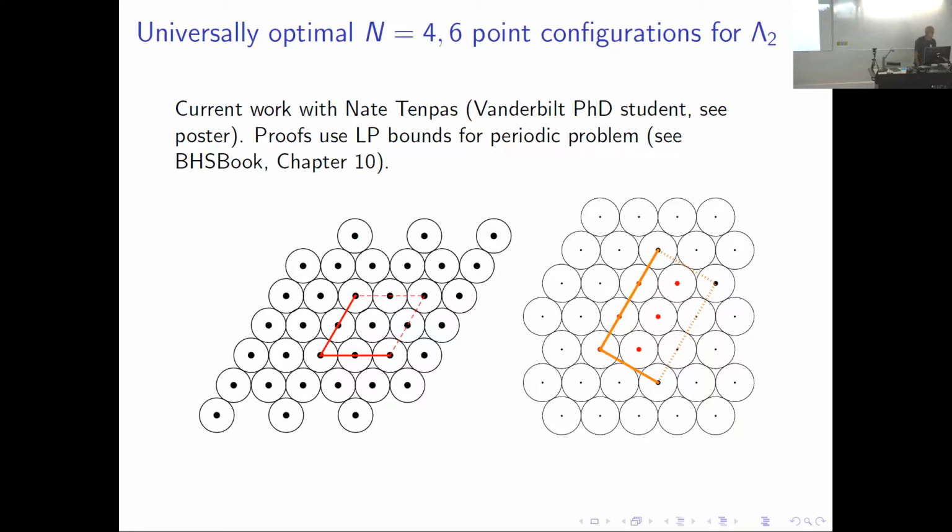Yes, something comes to mind. In general, if nothing forbids it, you could have another lattice that is not a sublattice of this lambda 2 that has a lower 6-point energy. So for us, we're not varying the lattice; we are showing universal optimality with respect to this lattice, among all 6-point periodic configurations.